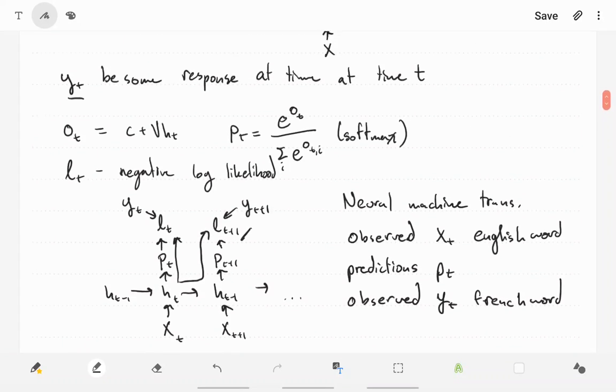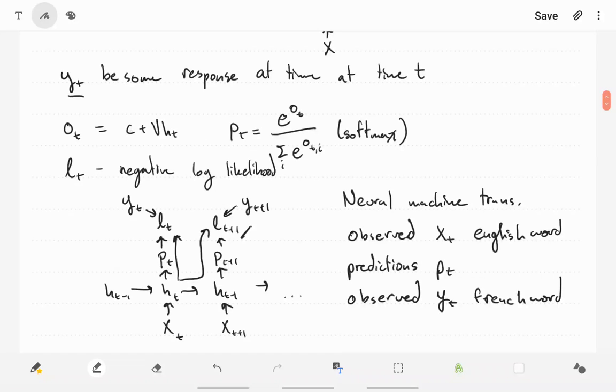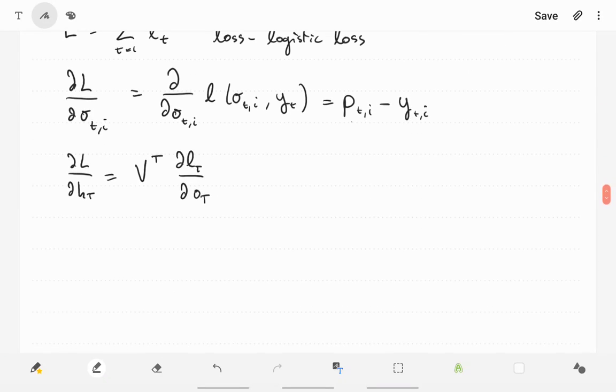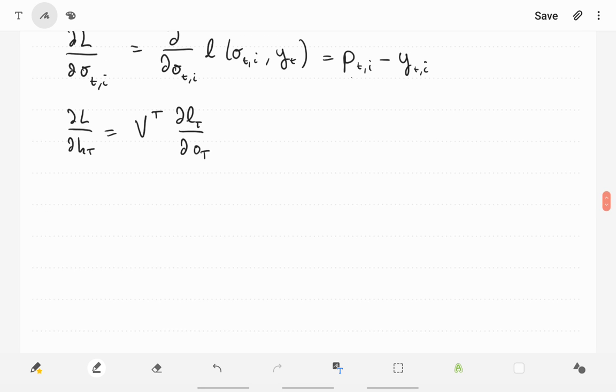Okay, so let's just double check this. We have O sub t is equal to this linear function of h sub t, and you have this V matrix multiplying h sub t. So that's why we get the V transpose there when we apply the chain rule. What else do we have? We have our loss function here, this was P sub T minus y sub capital T, and that's very straightforward as well. Right? Okay, so far so good, but now we get to the complicated part.